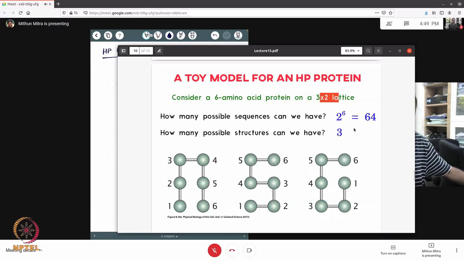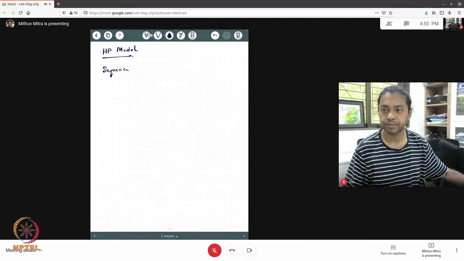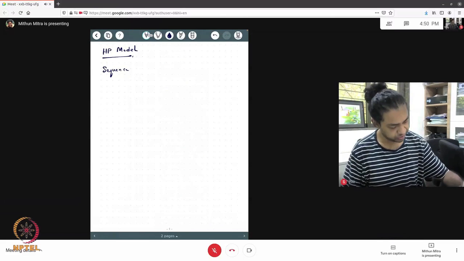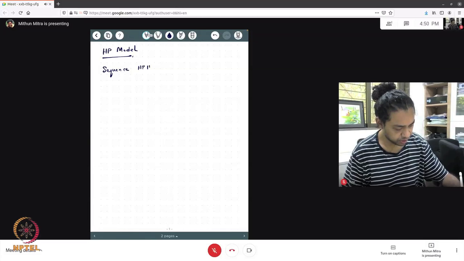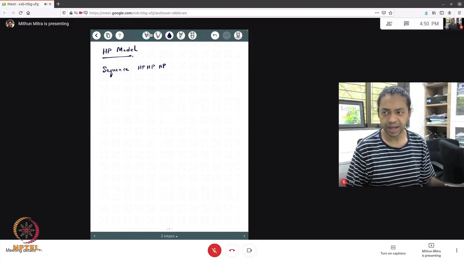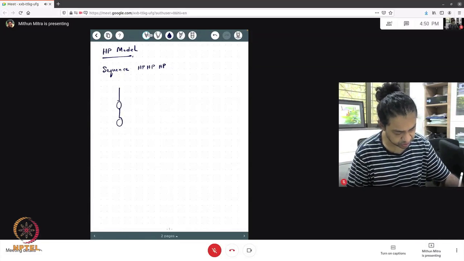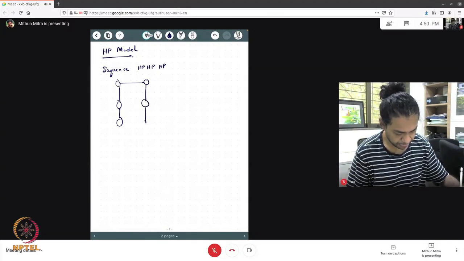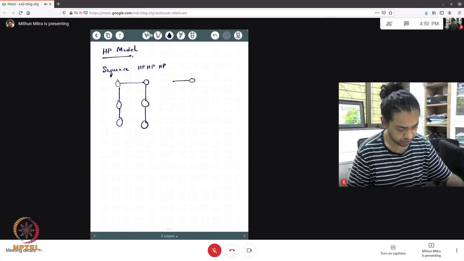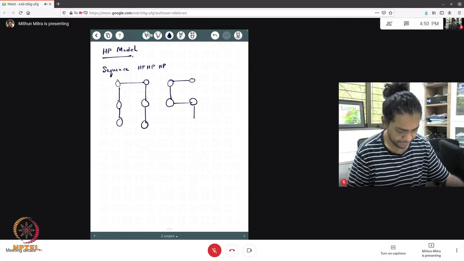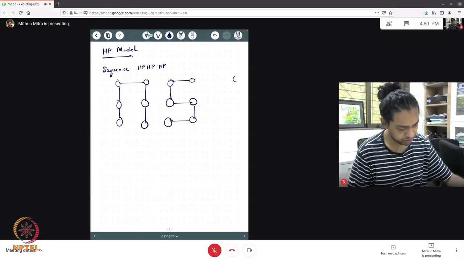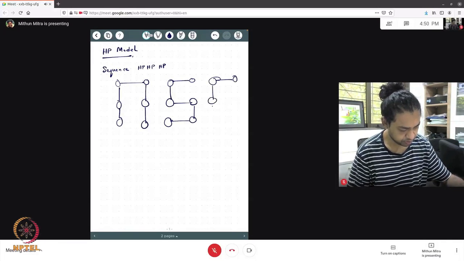We said that let us now try to consider a sequence which is this HP, HP, HP. Let me write here, let us consider the sequence HP, HP, HP. And let me try to place it on these three structures. The pi structure was this, and then there was the S structure, and then there was the G structure. Sorry, my drawing is pretty bad.